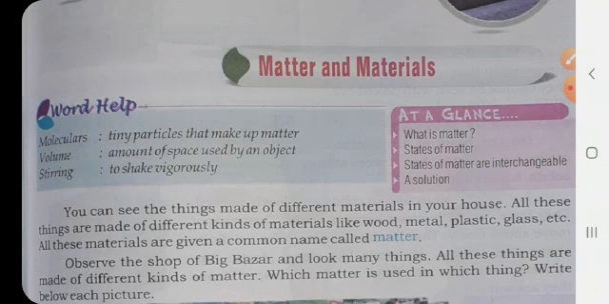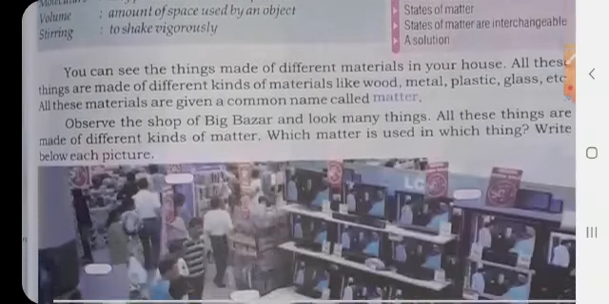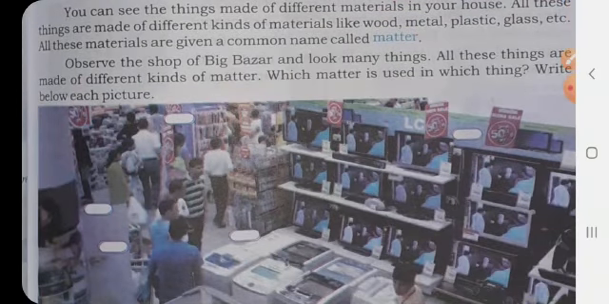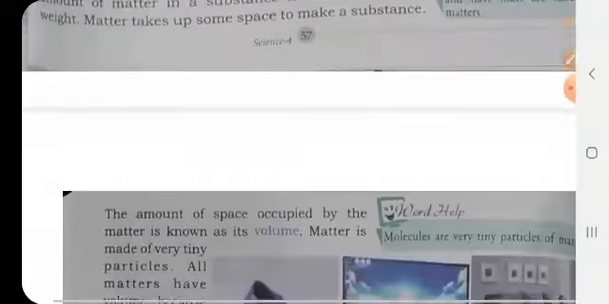Now children, when you go to a market, say a big bazaar or a shopping mall, you find a lot of items of different materials. Every item is made up of a different kind of thing, that is either wood, metal, then plastic items, glass items. So, all these materials are given a common name called matter. Now, let's see what is a matter.